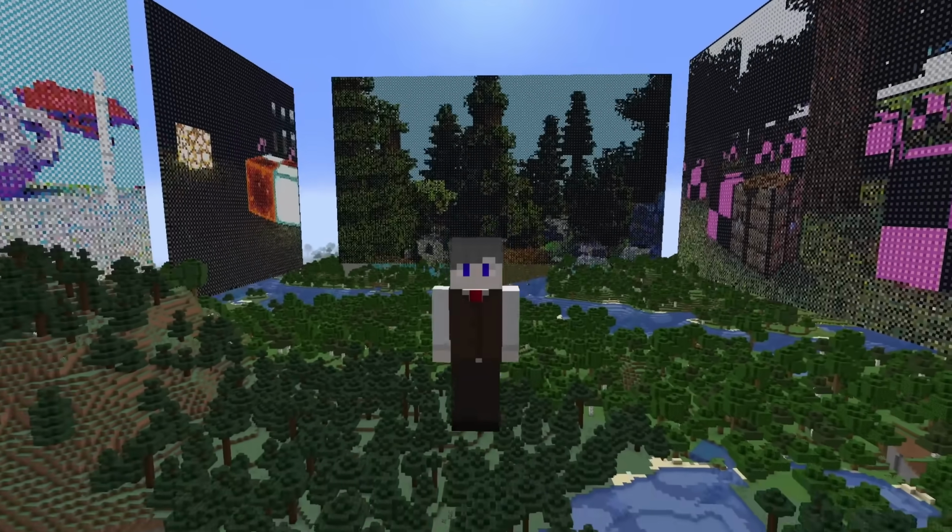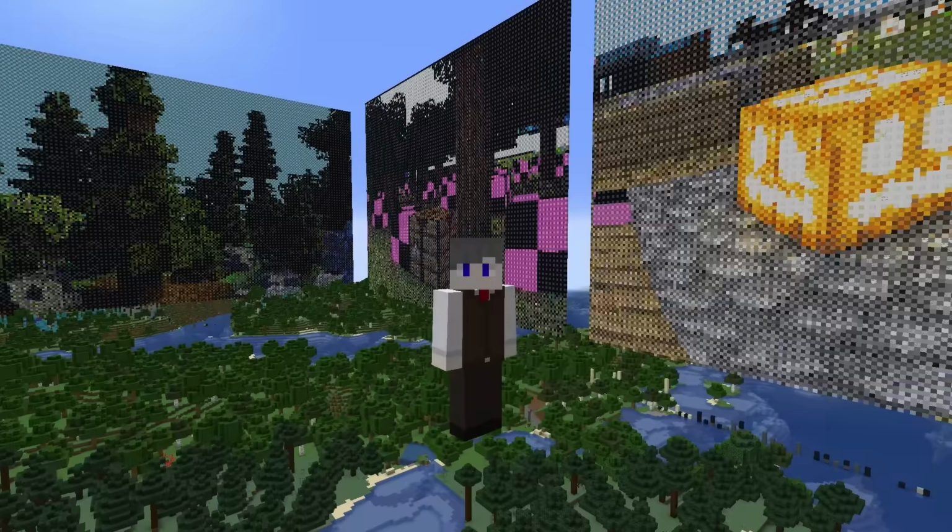Next time, I'll be going over the technical details on optimizing the code for the ray tracer.